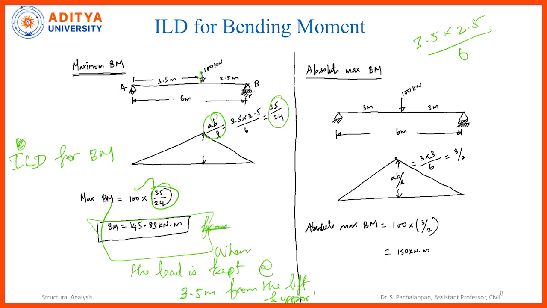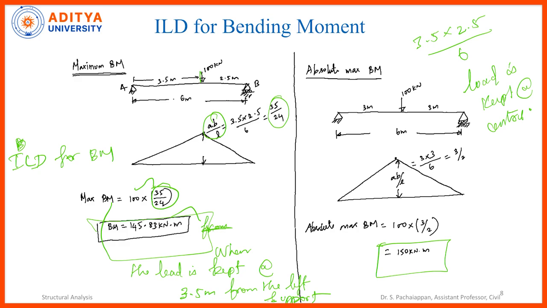So we got the value 145.83 kilonewton meter, and now this 100 kilonewton load is kept at the center. You can see that when we keep the load at the center, we get 150 kilonewton meter. So that would be the maximum value. If you keep the 100 kilonewton load anywhere across the beam, nowhere are we going to get a value greater than this 150 kilonewton meter.